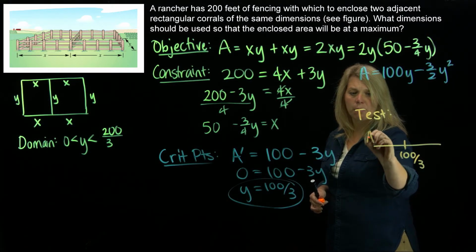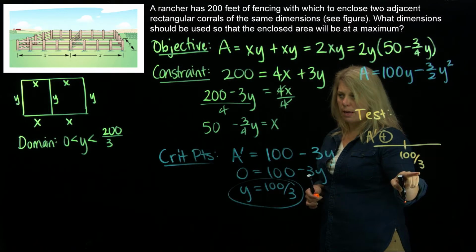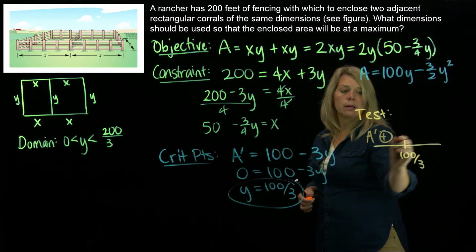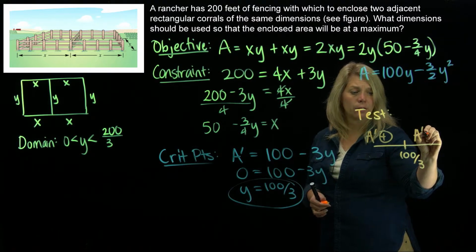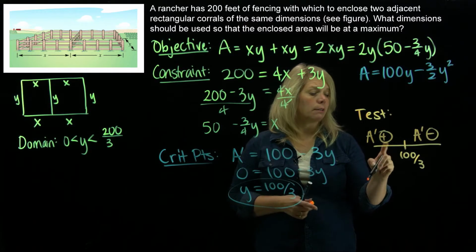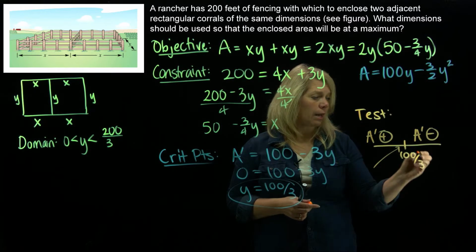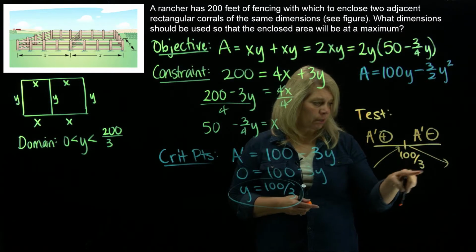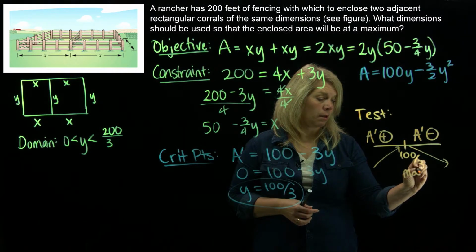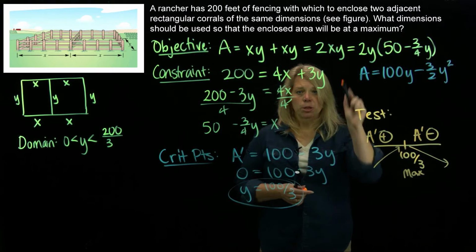So my A prime will be positive. When I plug in values bigger than 100/3 but still in my feasible domain into my A prime, I will get A prime values that are negative. So that tells me that my function left of 100/3 is increasing and right of 100/3 is decreasing. So that tells us that this is the location of a local maximum, a high point on the graph. All right, which is what we were after.